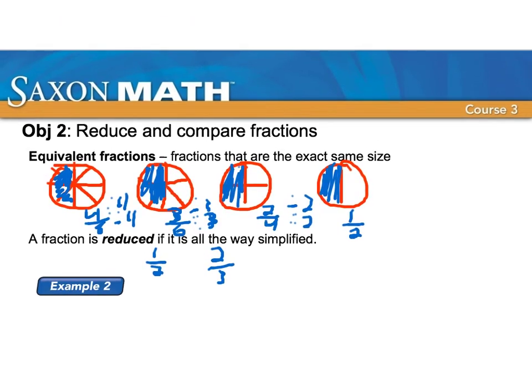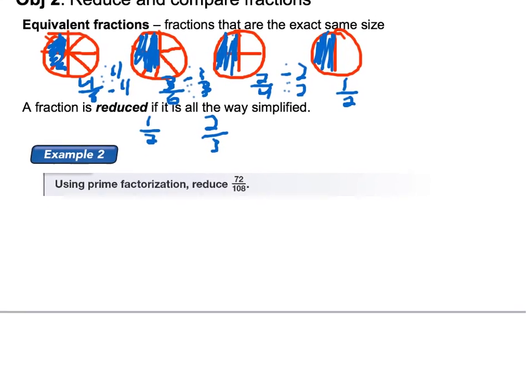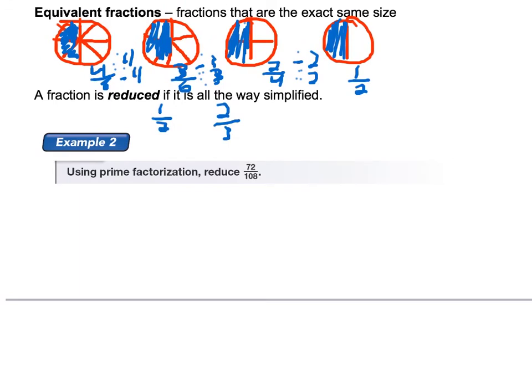Example 2 says they want you to use prime factorization to reduce 72 over 108. Okay, so prime factorization is where we use the factor trees or the downward division to break down the number into its prime factors. So I'm going to do one of each method here. With 72, I'm going to use factor trees, and with 108, I'm going to use downward division. Okay, you can use either method. It doesn't matter to me. I'm just picking these two so I can show you one of each.